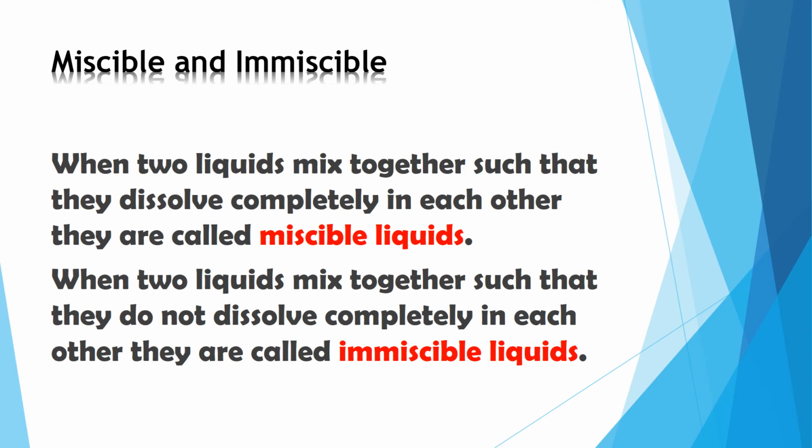Miscible and immiscible liquids. Let us now see the definition of miscible and immiscible liquids. When two liquids mix together such that they dissolve completely in each other, they are called miscible liquids. Example, milk and water, alcohol and water. When two liquids mix together such that they do not dissolve completely in each other, they are called immiscible liquids. Example, water and oil, water and diesel, water and petrol.